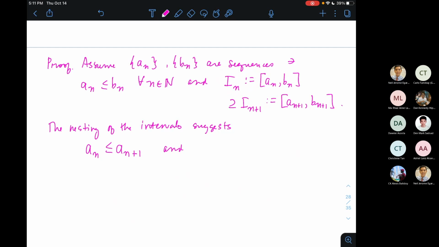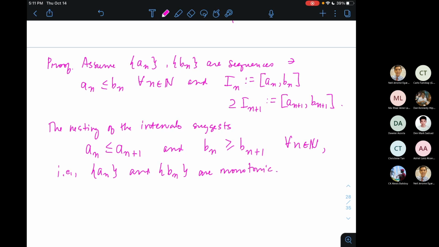and B_n must be smaller. Hold on, tama ba? Ang A_n dapat mas maliit sa A_{n+1}. Yeah, I think this is correct. Sa B_n naman, yung B_n, dapat ay mas malaki or equal sa B_{n+1}. Okay? Right? So that for all n in N, the A_n's and B_n's are monotonic. Okay?